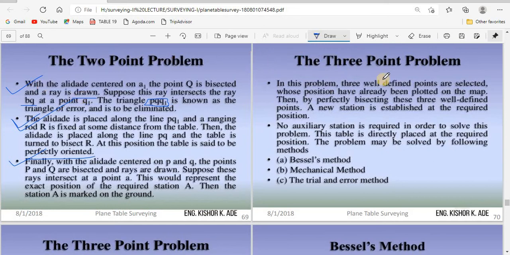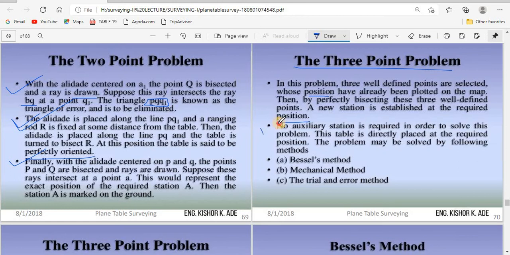After that, there is another method which is also called the 3-point problem method. In this problem, 3 well-defined points are selected. So in the 2-point problem there were 2 points, and in the 3-point problem we have to take 3 points as reference points, with the help of which we are going to establish a new station. These 3 well-defined points are selected whose positions have already been plotted on the map, and then by perfectly bisecting these 3 points, a new station is established at the required position.